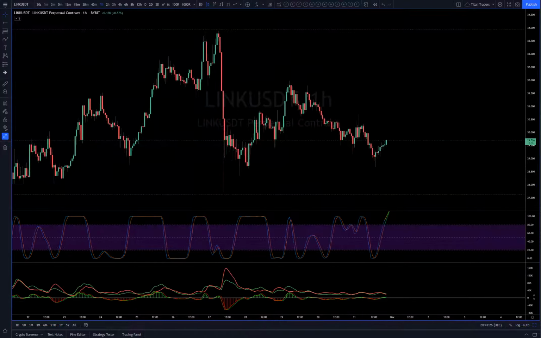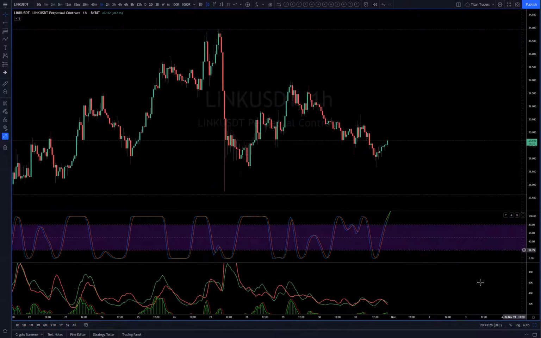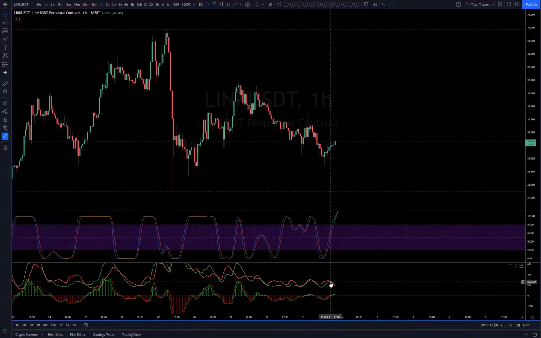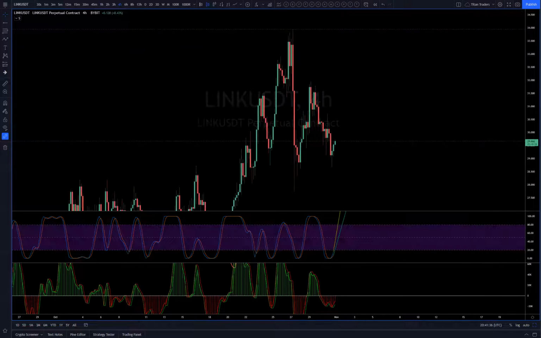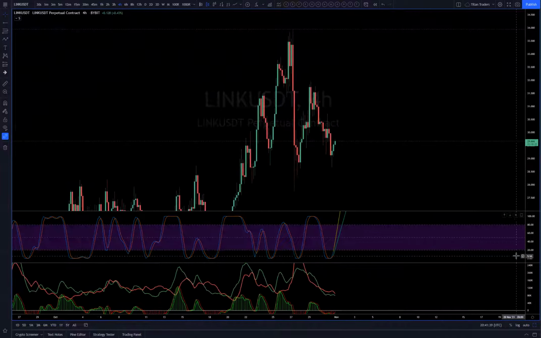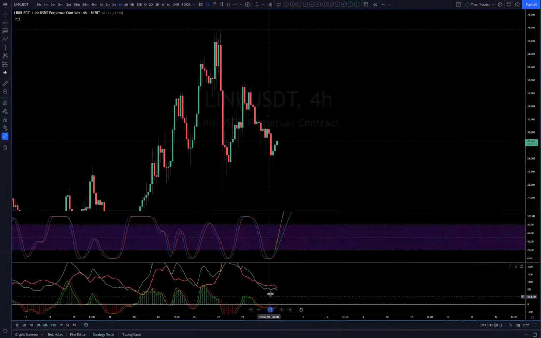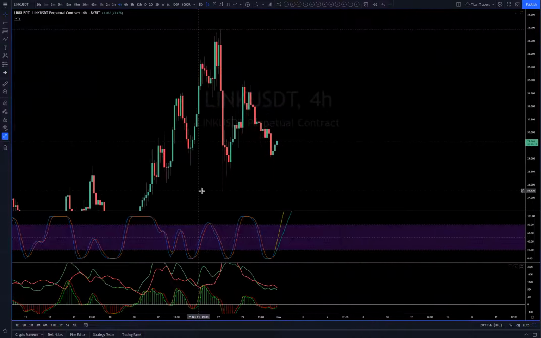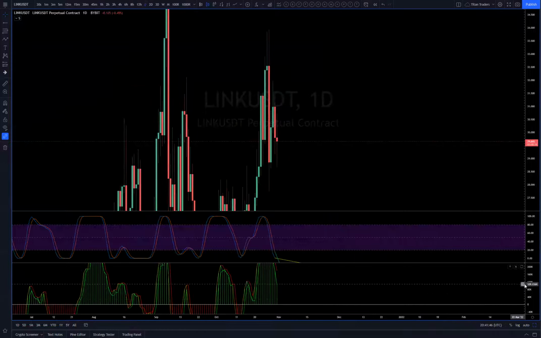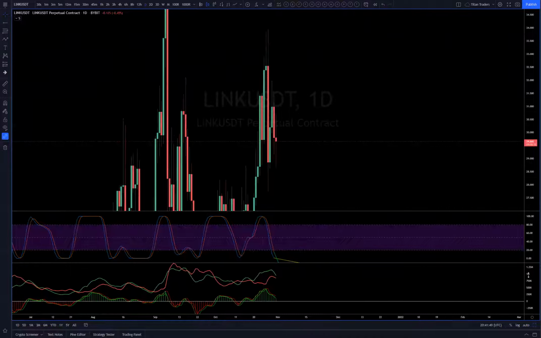Link, looking good on the 1 hour. More buys than sells, but we do need an increase. If the 1 hour helps push across this up, we can see a nice surge on Link. And it's still not too bad, hasn't crossed.